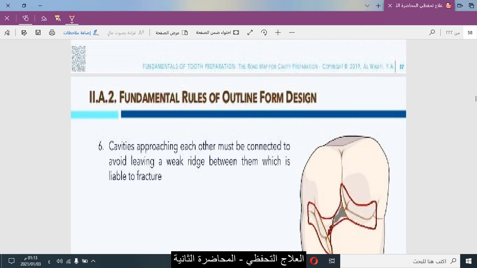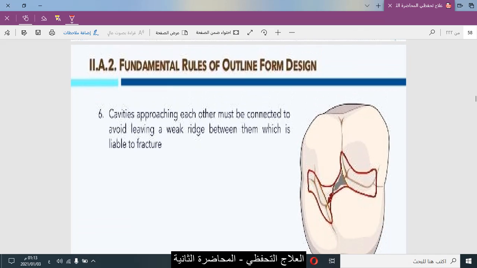Two cavities approaching each other: if the distance is less than 0.5 millimeter, for amalgam we have to make it one cavity. If it is for adhesive restoration, we leave this area of sound tooth structure, and bring the adhesive restoration to connect the two cavities and reinforce the remaining tooth structure.